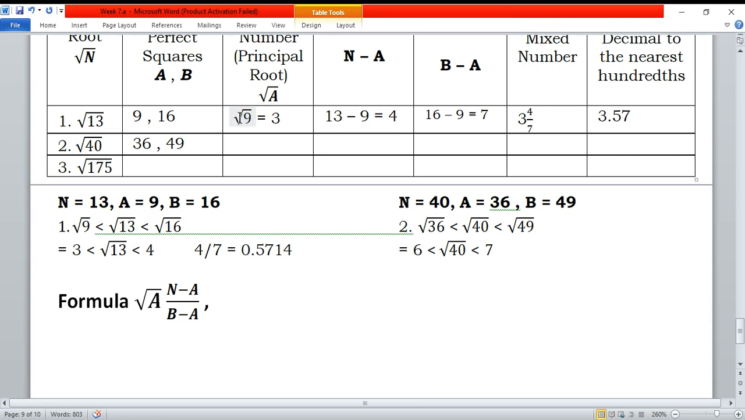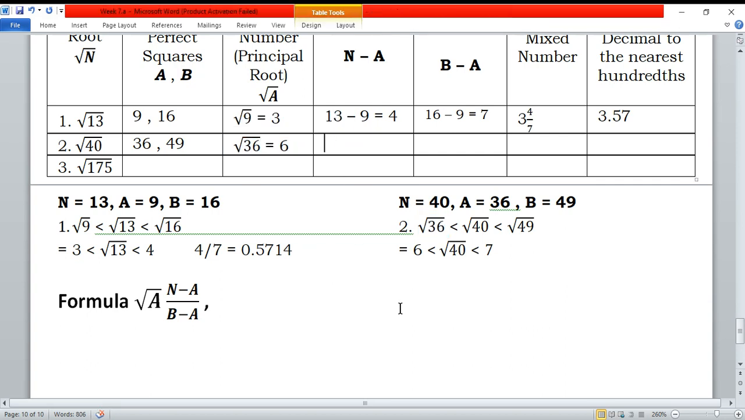Tapos yung square root natin, copy-paste muna natin dito. Ang square root natin ay square root of 36. Ang square root of 36 natin equals 6. Okay? Square root of A. Ito yung square root of A natin eh. Diba? So, ito yung square root of A natin. So, square root of 36 yung nasa kanan.